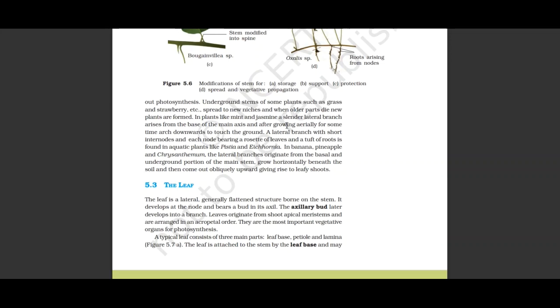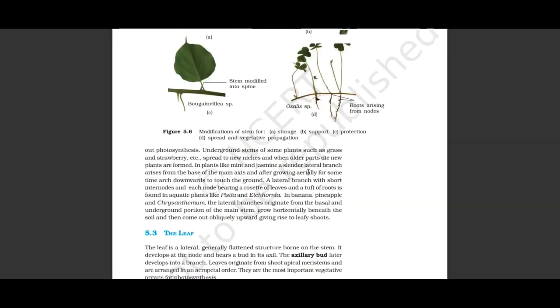In plants like mint and jasmine, a slender lateral branch arises from the base of the main axis and, after growing aerially for some time, arches downward to touch the ground. A lateral branch with short internodes and each node bearing a rosette of leaves and a tuft of roots is found in aquatic plants like Pistia and Eichhornia. In banana, pineapple and chrysanthemum, the lateral branches originate from the basal and underground portion of the main stem, grow horizontally beneath the soil and then come out obliquely upward, giving rise to the leafy shoot.